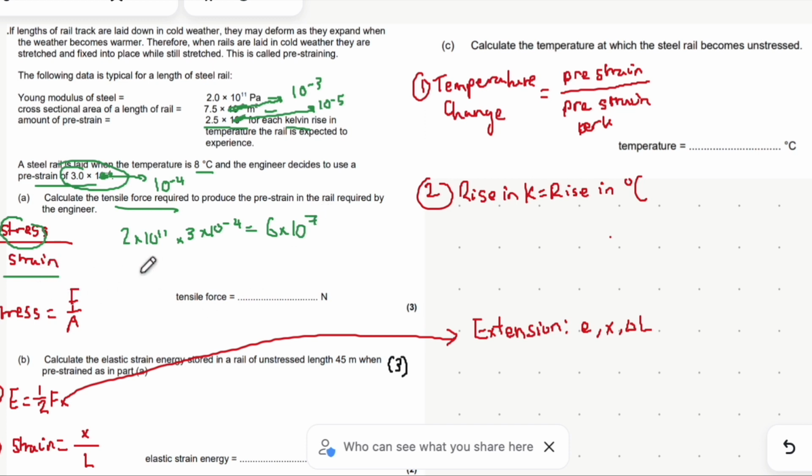And then once we have the stress, we can make that equal to force over area, because we want to find that tensile force over cross-sectional area, which is also given in the question as 7.5 times 10 to the power of minus 3. From here, you can multiply both sides by this cross-sectional area to get the force alone. So the force is stress times area. That's the stress of 6 times 10 to the 7 multiplied by this whole cross-sectional area, which in this instance will get you 4.5 multiplied by 10 to the power of 5 newtons.